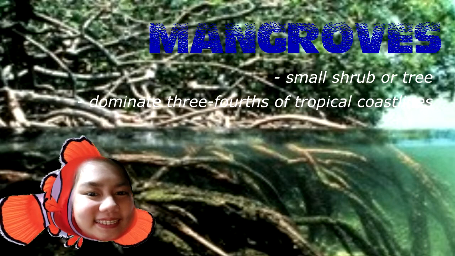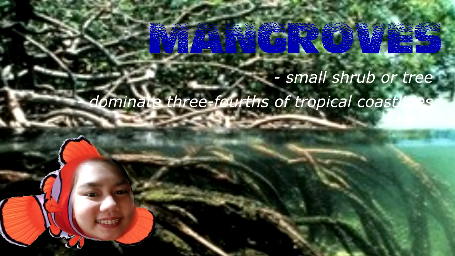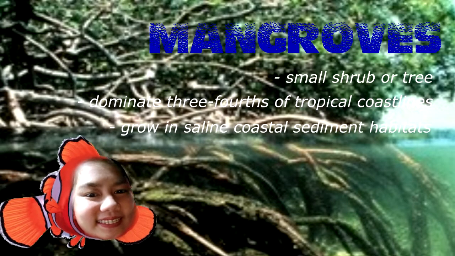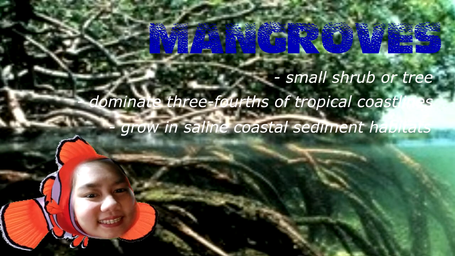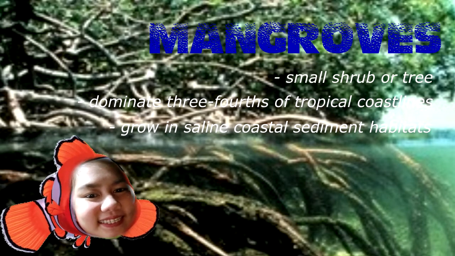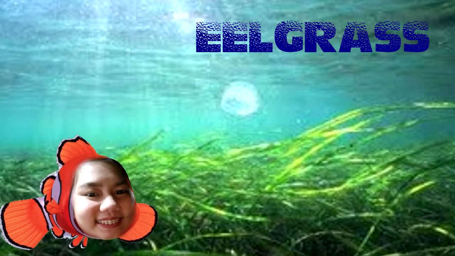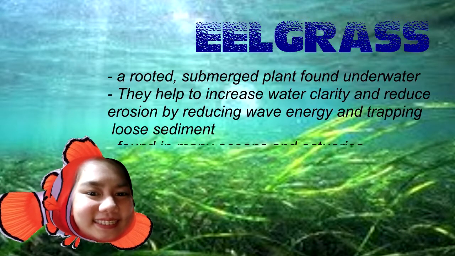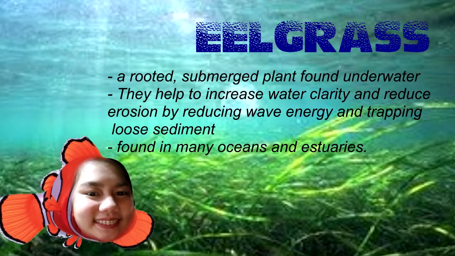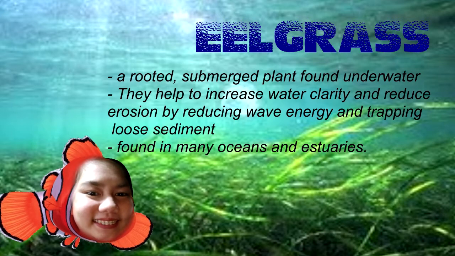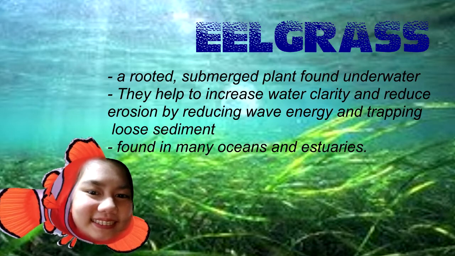They dominate 3/4 of tropical coastlines. They grow in saline water and sediment habitats, and span 118 countries and territories. Lastly, the eelgrass is a rooted submerged plant found underwater. They help to increase water clarity and reduce erosion by reducing wave energy and trapping loose sediment.